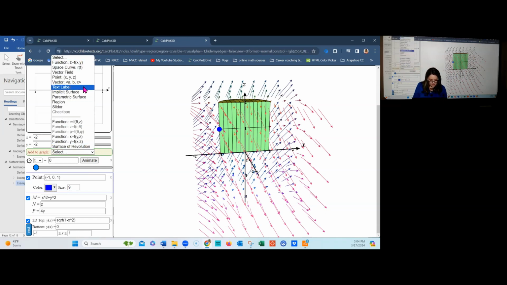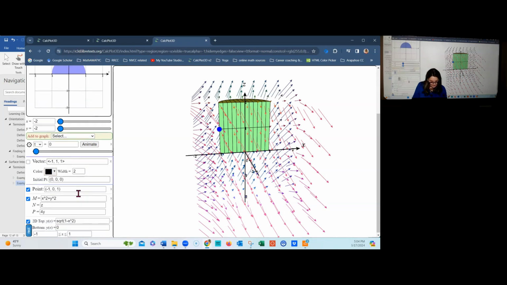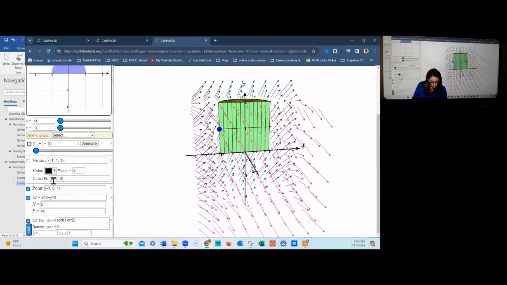So now let's plot a vector starting at the point -1, 0, 1. So we'll enter our initial point as -1, 0, 1, and we'll have our vector of -1, 0, 0. Is it pointing out of the solid? All right, let's make this one, what would be a good color? Let's make it pink, and we'll make it thick so it really stands out. There it is. Is it pointing outside of this half cylinder?